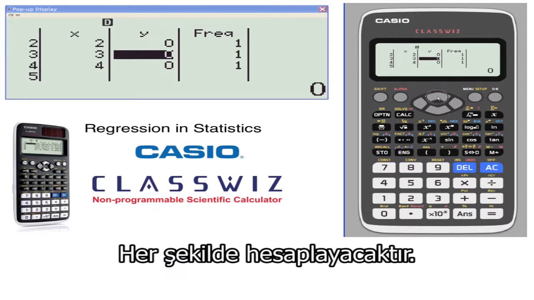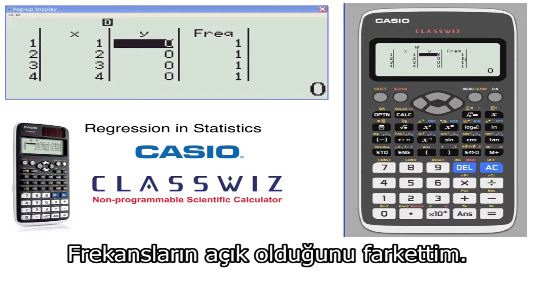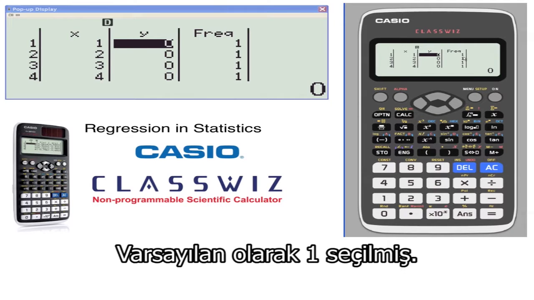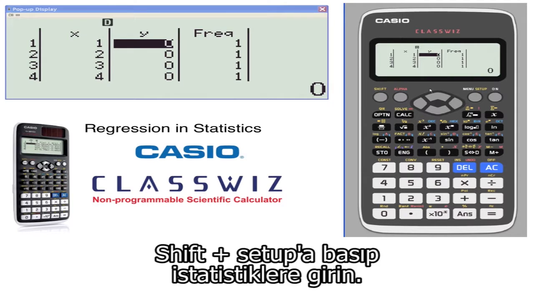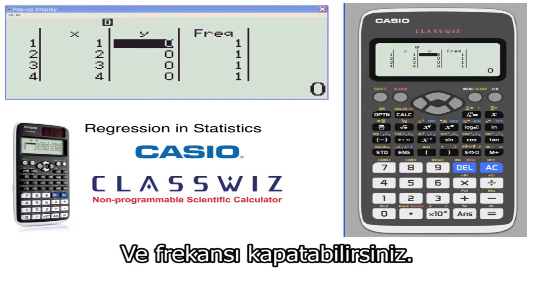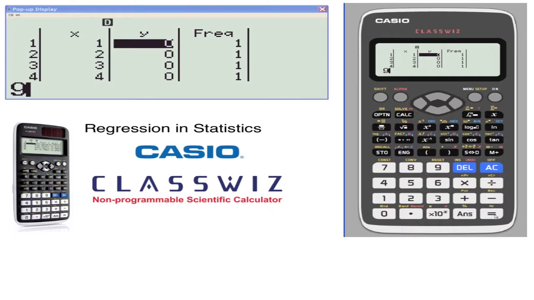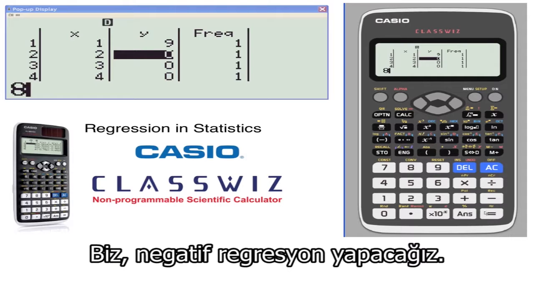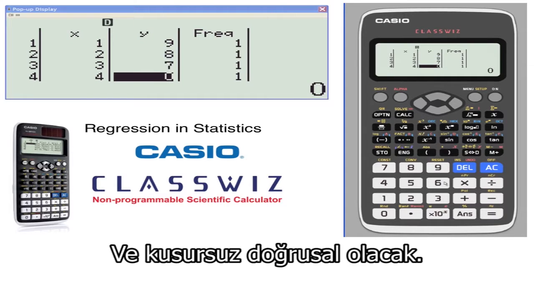It calculates either way. Notice that your frequencies are turned on and they default to 1. You can reset those by pressing Shift Setup and going down to statistics and turning off the frequency. We're going to make this a negative regression, so we'll just make it perfectly linear.